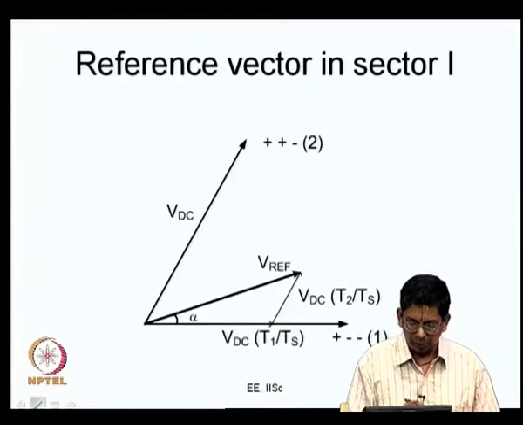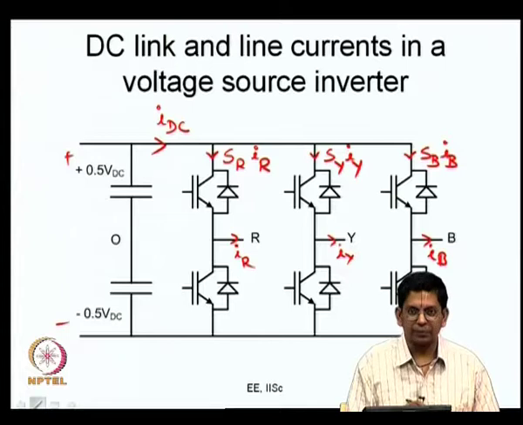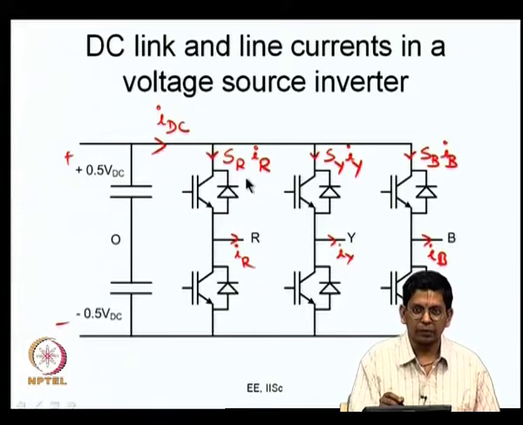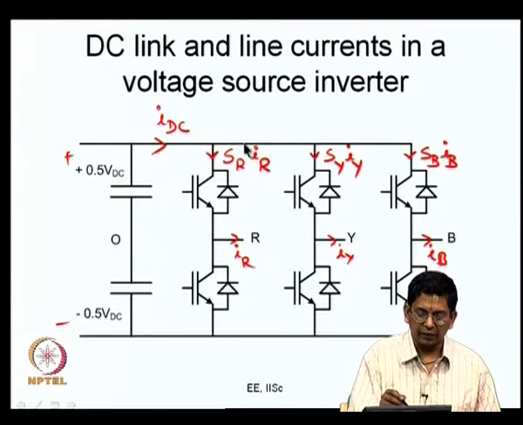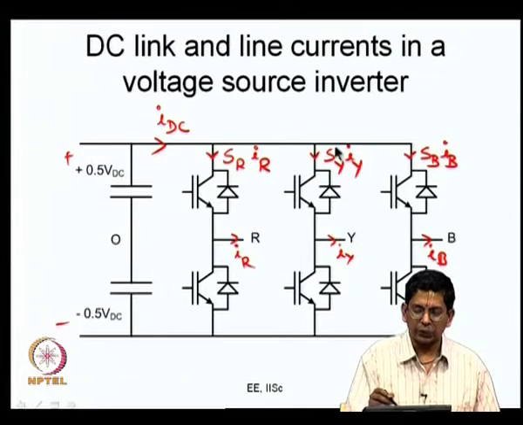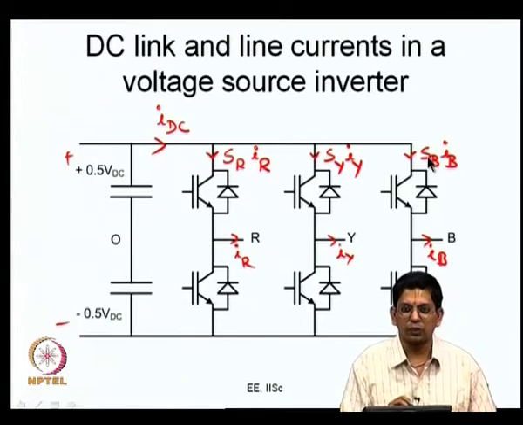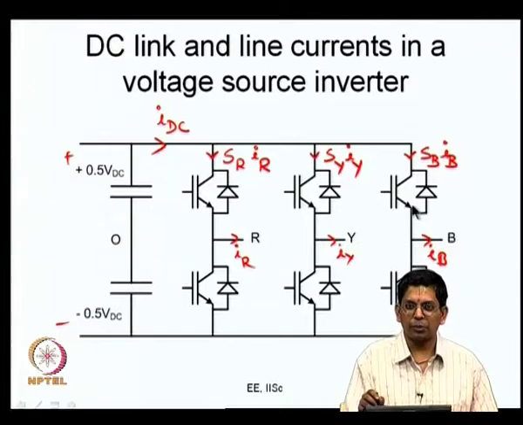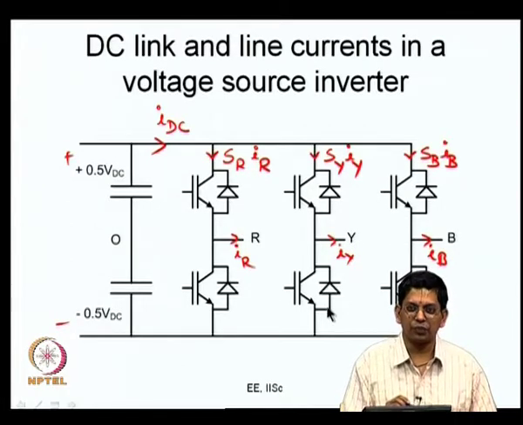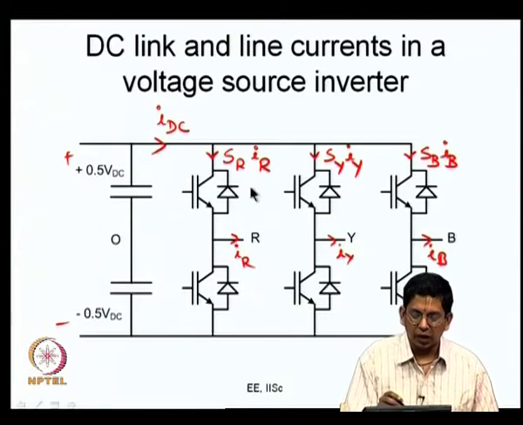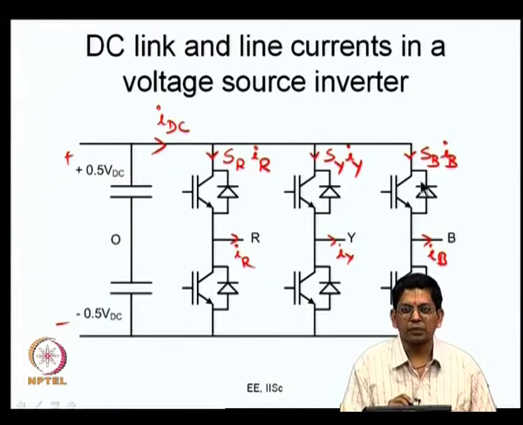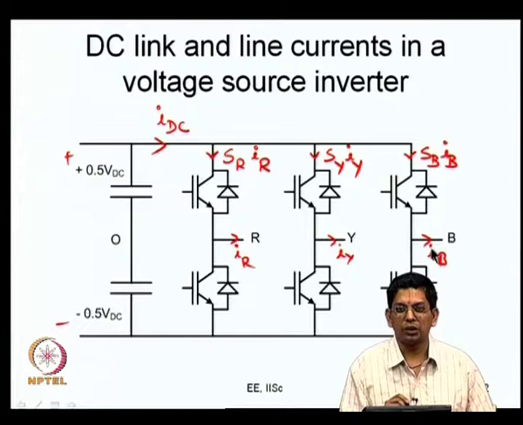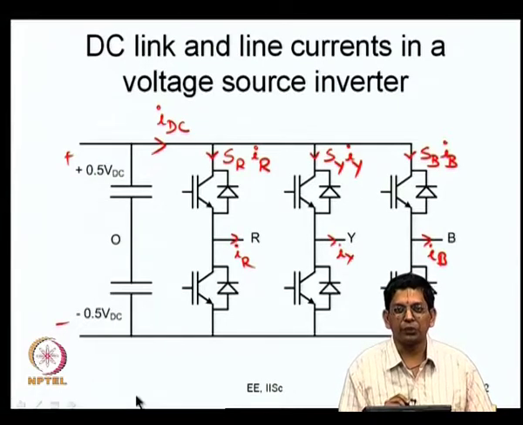Maybe it is worthwhile to look back here. If you take the case SR is 1, SY is 1, SB is 1, what happens? All the 3 top devices are on and the bottom devices are off. That means the inverter state plus plus plus. In this case, IR plus IY plus IB will be equal to 0, because that is what is flowing to a 3 phase 3 wire load. Therefore, IR plus IY plus IB is equal to 0.